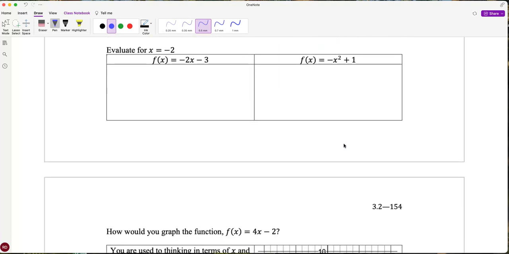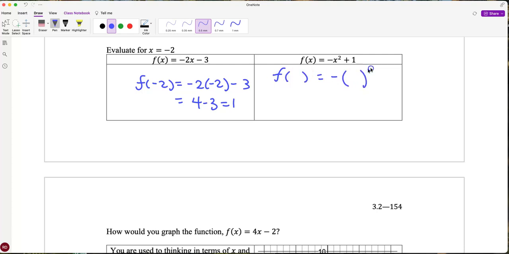Evaluate these for f of negative 2. So f of negative 2 is equal to negative 2 minus 3, which is 4 minus 3, which is 1. Another way to think about it, when you're substituting into a function, this is what the function f does. It takes a value, it squares it, it puts a negative in front, and adds 1. So if you're asking me to evaluate f of negative 2, then this is going to be negative 4 plus 1, which is negative 3.